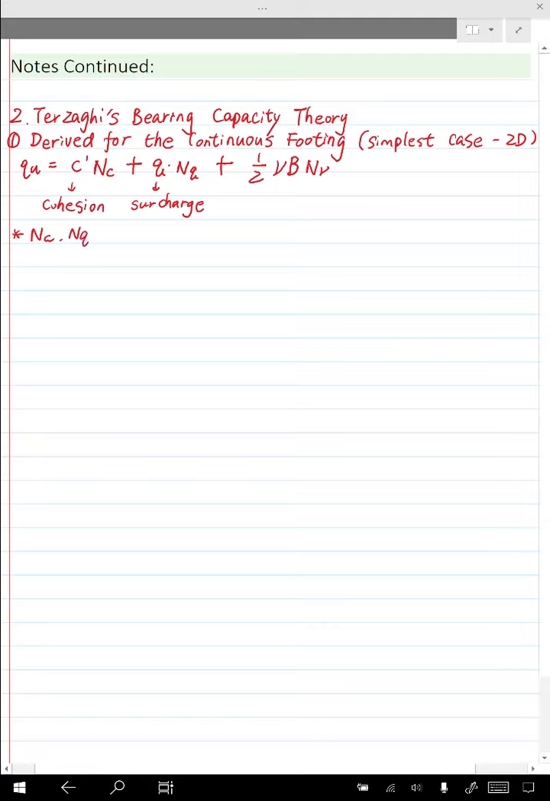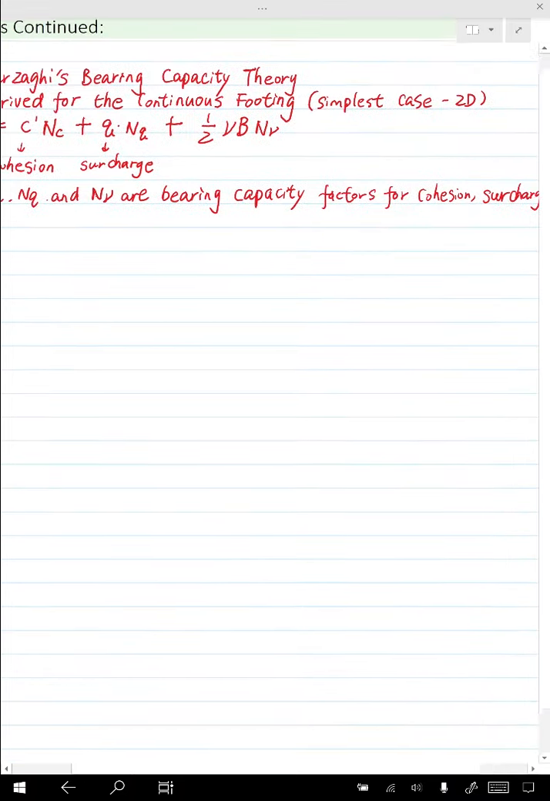NC, NQ, and N gamma are bearing capacity factors for cohesion, surcharge, and unit weight of the soil, respectively.